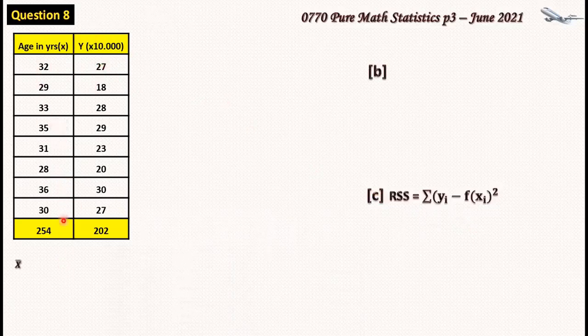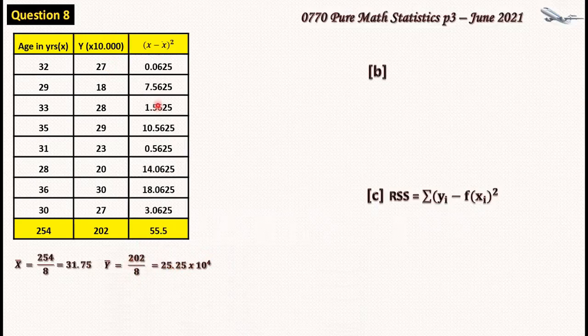We have the sum of these ages. From here, our x bar will be 254 on 8, which is 31.75. Then we have y bar equal to 202 on 8. But note this answer should be times 10 to the power 4 because these values are in tens of thousands. This is where students may end up making a mistake too.